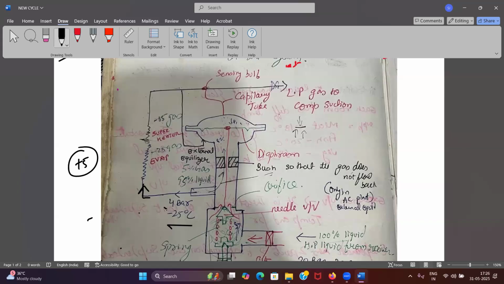Here I do not want -25 degrees Celsius to be my saturated temperature, I want much higher. So that's why if I create back pressure, the P2 pressure will increase, the needle valve will go up, and a lesser amount of refrigerant will be coming. When less refrigerant is coming, less flashing up will be there. This temperature will obviously go up.